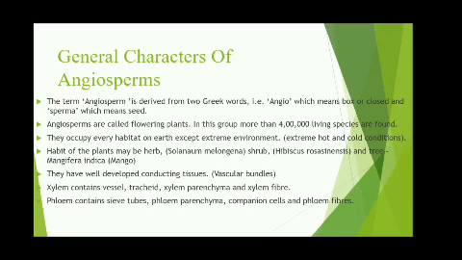The seeds are enclosed by the fruit. Example, apple, orange, tomato, etc. These are also called flowering plants. In this group, more than 4 lakh living species are found on the earth. They occupy all habitats. They live everywhere except extreme environments such as extreme hot and extreme cold conditions.